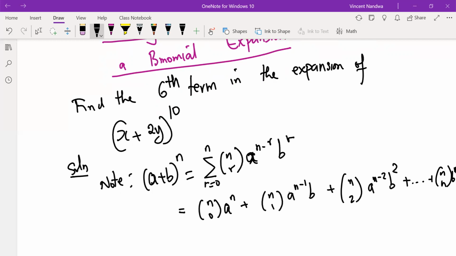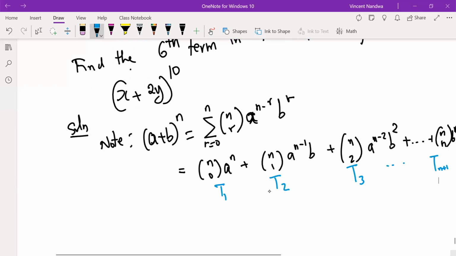Now this becomes the first term. This is the first term, this is the second term, this is the third term, etc., up to the (n + 1)th term. Which means for the first term r is 0, second term r is 1, third term r is 2, and for the (n + 1)th term r is n.